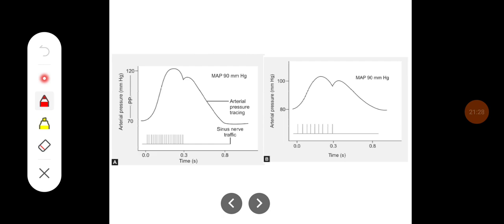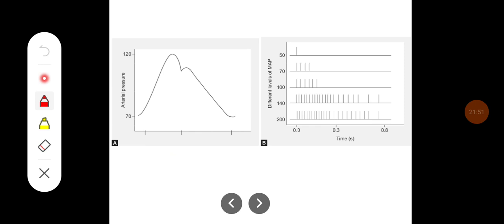And this diagram shows the effect of the pulse pressure. When pulse pressure increases, there is also increase in the rate of discharge, and when the pulse pressure is less, obviously there will be less discharge from the sinoaortic nerves. And this diagram shows the different levels of mean arterial pressure. When the mean arterial pressure goes on increasing, the rate of discharge in the sinoaortic nerve increases.